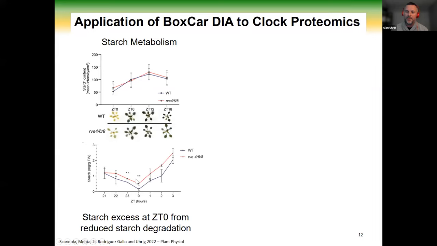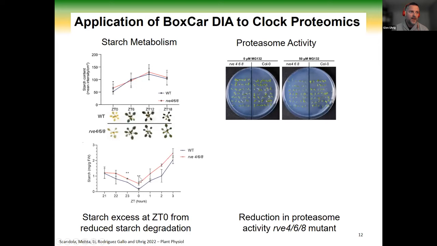In particular, the wild type had more starch and a higher abundance of starch degradation enzymes at ZT0 than the RVE mutant did. So likely there is a reduction in the ability of starch degradation to occur at that ZT0 time point. We also wanted to assess a little bit more of the proteasome activity.